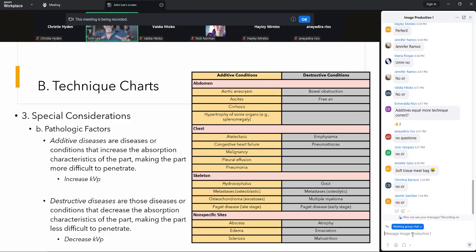You get a dozen donuts in a box and take out 6 of them. Well, you've got a destructive condition now. There's less of the donut contained within that volume of tissue, so they're easier to penetrate. So in most cases, we're going to want to decrease our kV. There are some instances where the destruction is great enough, we may have to pull back on both mass and kV.